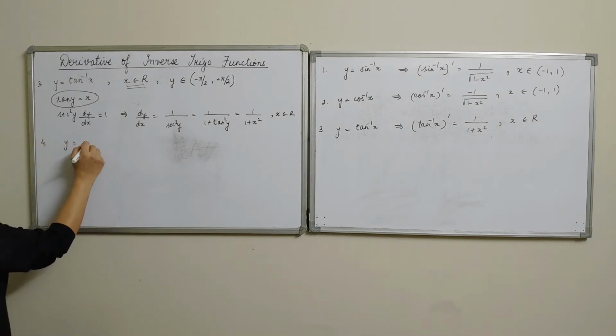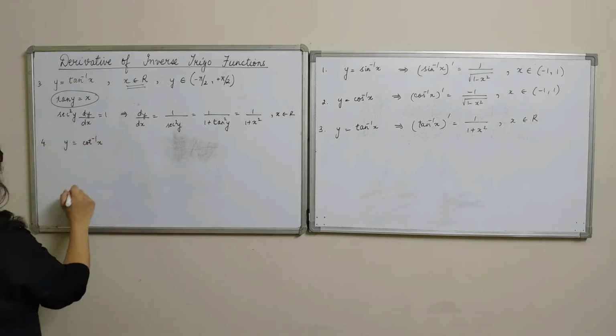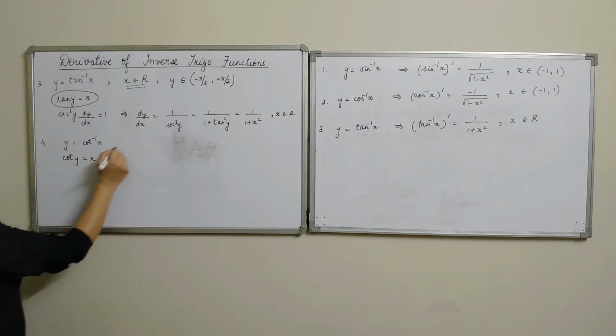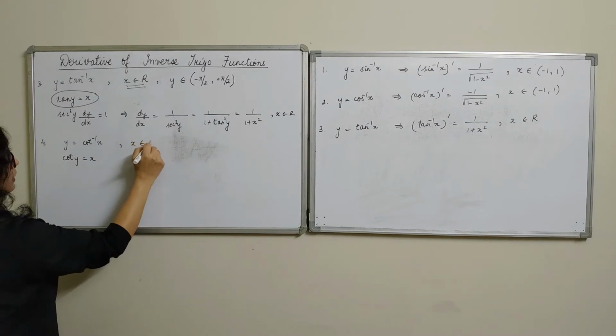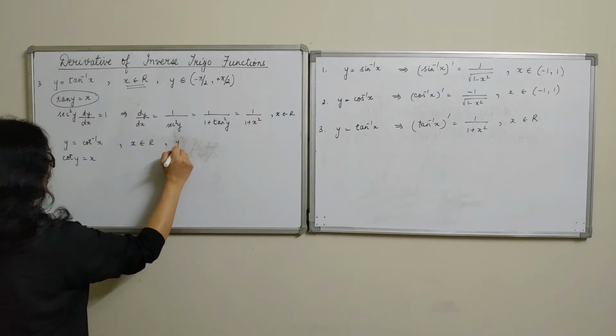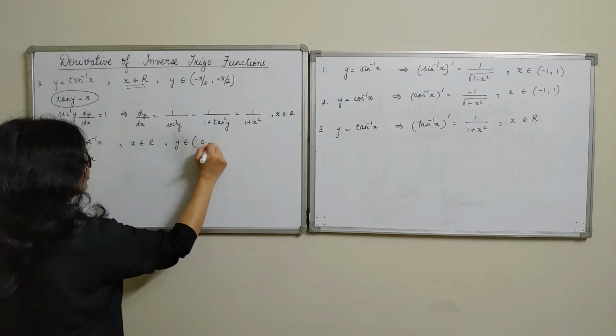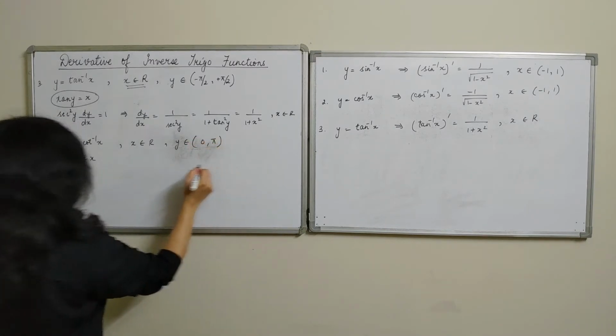Let y be equal to cot inverse x. So we shall have here cot y is equal to x. Here we know x will again be a real number and y will be the principal branch of the cot inverse function, which is the open interval 0 to pi.